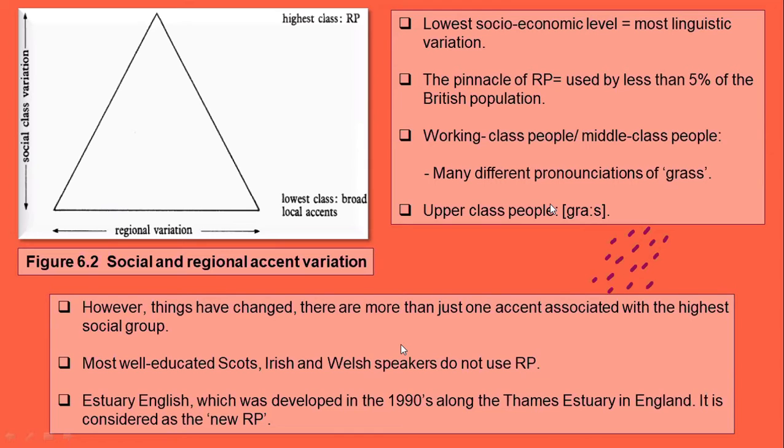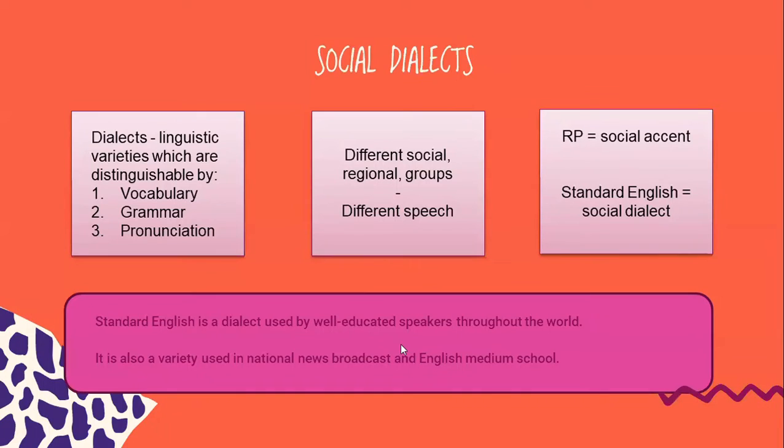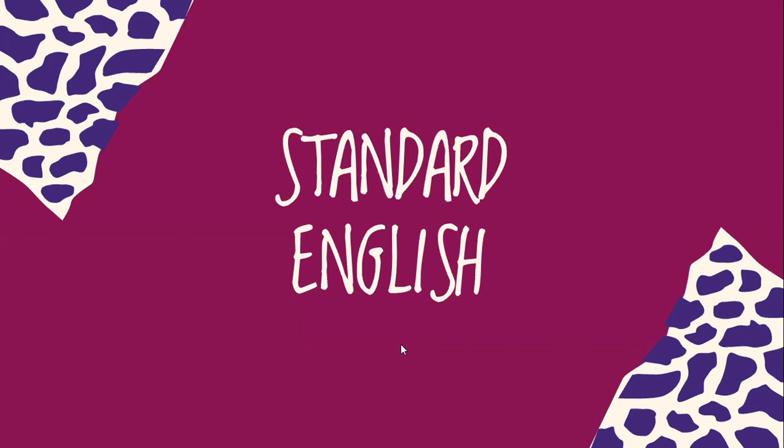Okay, now we move on to social dialects. First, what are dialects? Dialects refer to linguistic varieties which are distinguishable by vocabulary, grammar, and also pronunciation. So different social and regional groups speak differently. Just like RP is a social accent, standard English is considered a social dialect. Standard English is a dialect used by well-educated speakers throughout the world. It is also the variety used in national news broadcasts and as the medium of instruction in English schools.